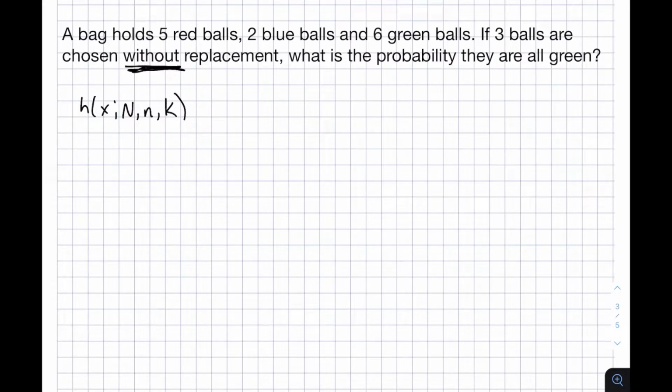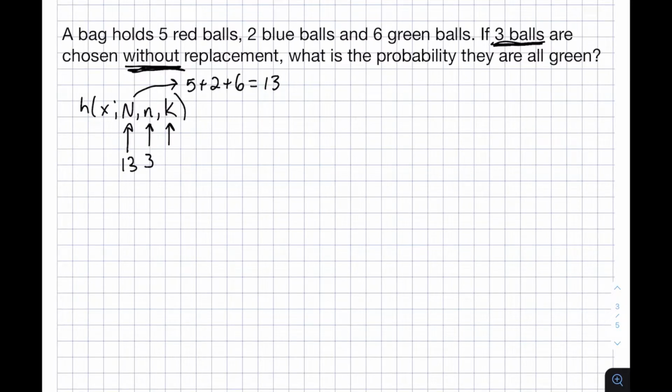Now we can just use the problem to find all of these values. This right here is the total sample, so we just add up all of the balls together. We have 5 red, 2 blue, and 6 green, giving us 13 total balls. So this is going to be 13. This is the sample that we're choosing from the total sample, and so we're picking 3 balls. This is going to be 3.